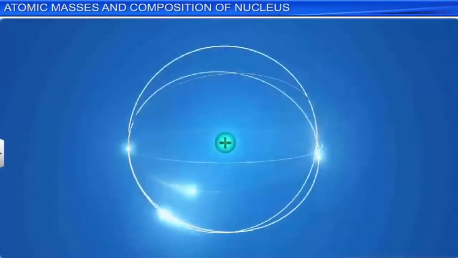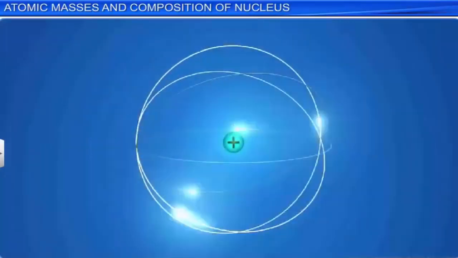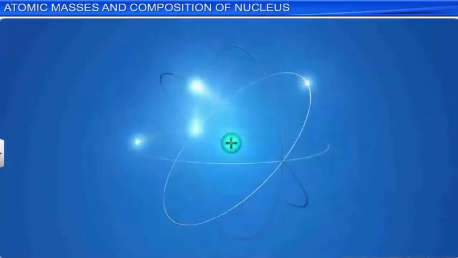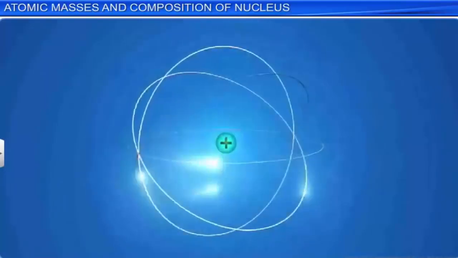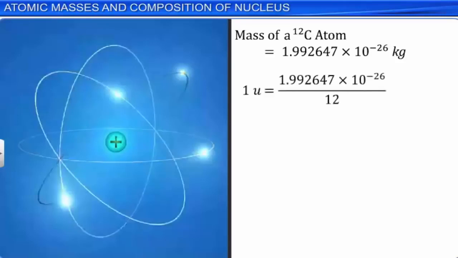Atomic mass unit U is defined as 1/12 of the mass of a carbon-12 atom. Mass of a carbon-12 atom is 1.992647 × 10^-26 kilogram. Thus, one atomic mass unit is approximately equal to 1.66 × 10^-27 kilogram.